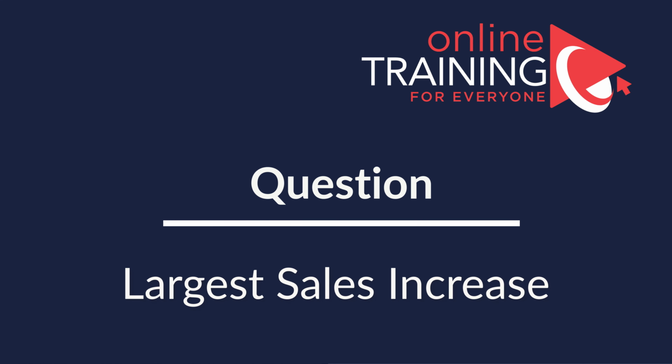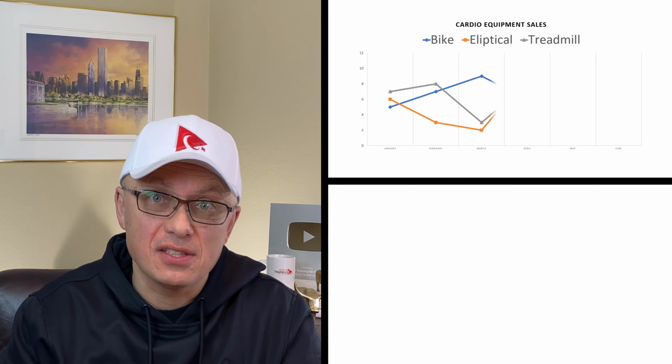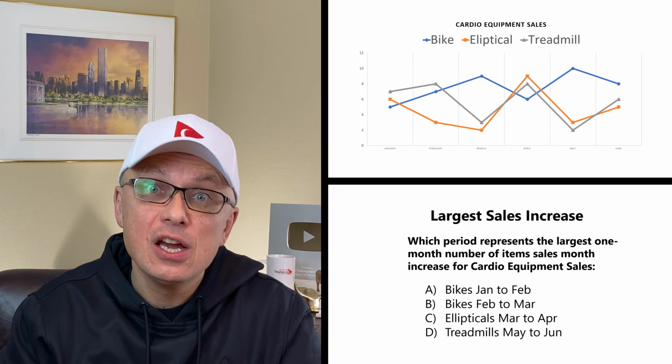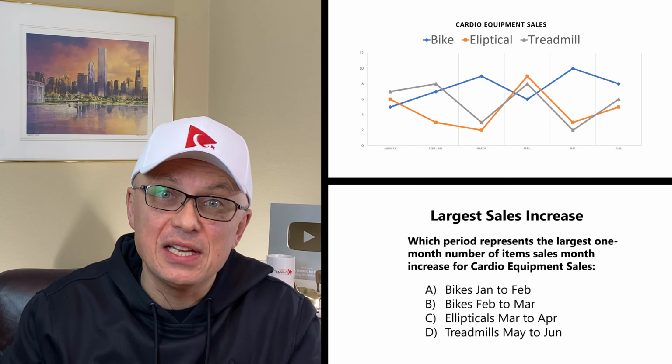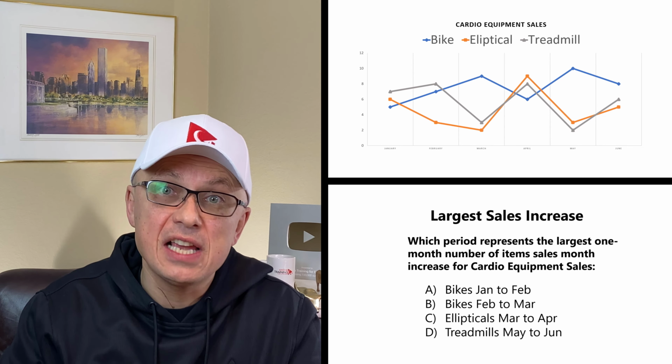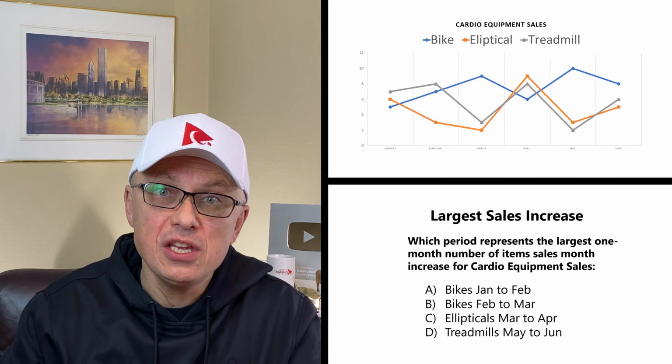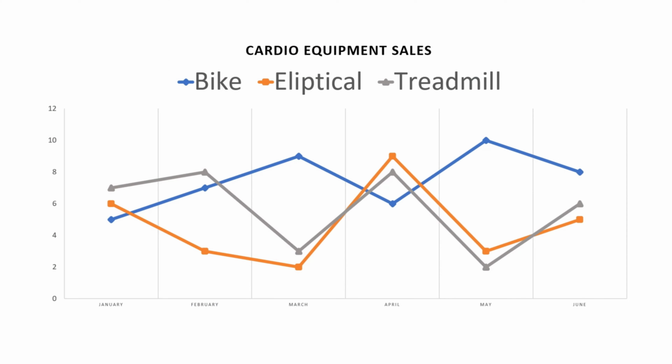A lot of times you might get a question which asks you to determine the sales increase. You're typically presented with the graph, which shows lines that represent different sales. In our case, we are represented with the chart that shows sales of cardio equipment from January to June, sales of bikes represented by the blue line, sales of elliptical represented by the orange line, and sales of treadmills are represented by the gray line.